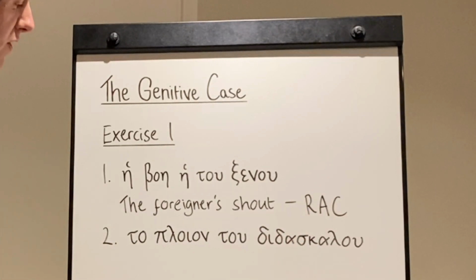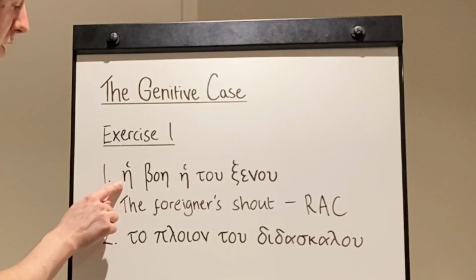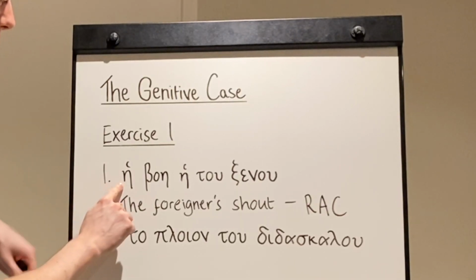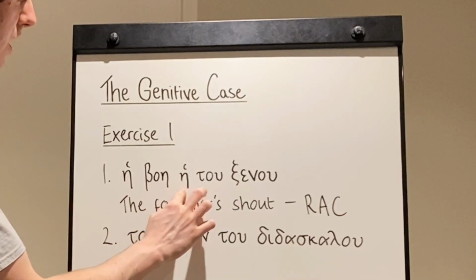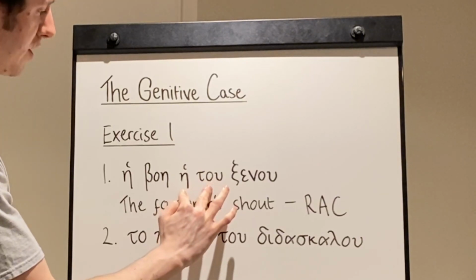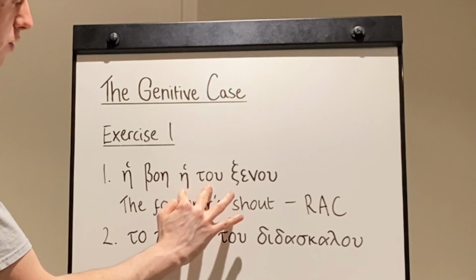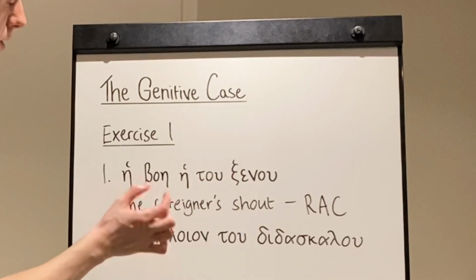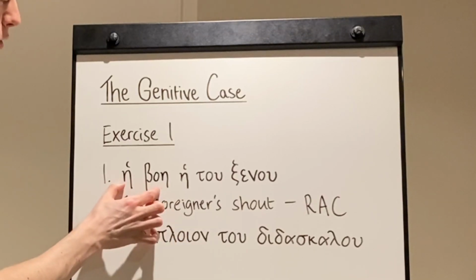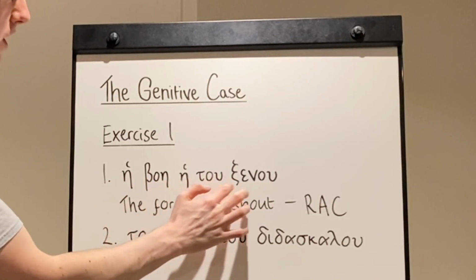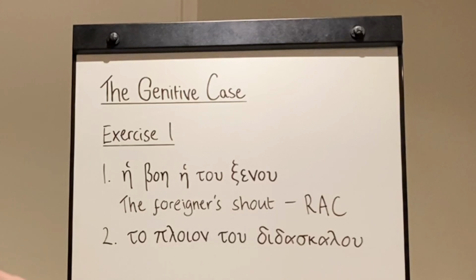We know it's being deployed in that way because here we have the feminine nominative singular definite article, and we can see that it's being repeated and that you've got the masculine genitive singular definite article right next to it. So this literally means the shout, the one of the foreigner. But we would translate it as the foreigner's shout.